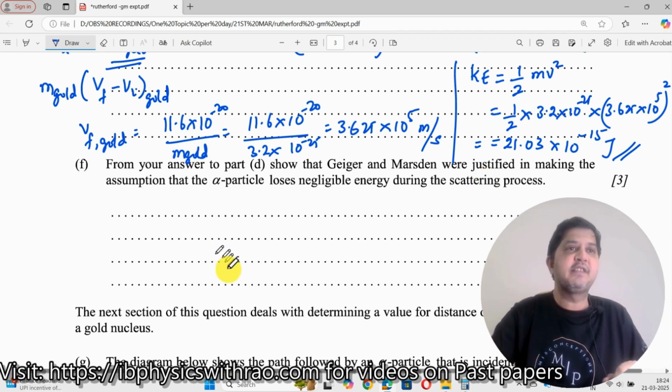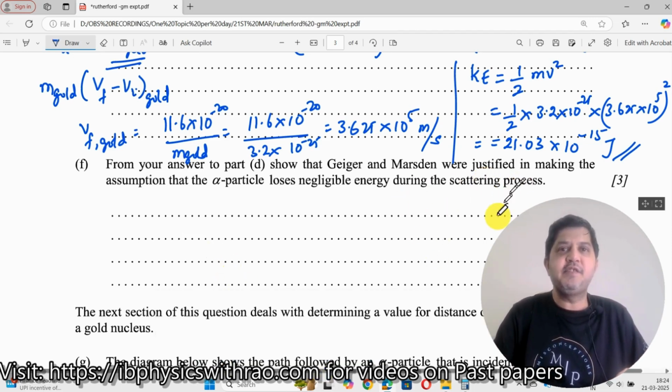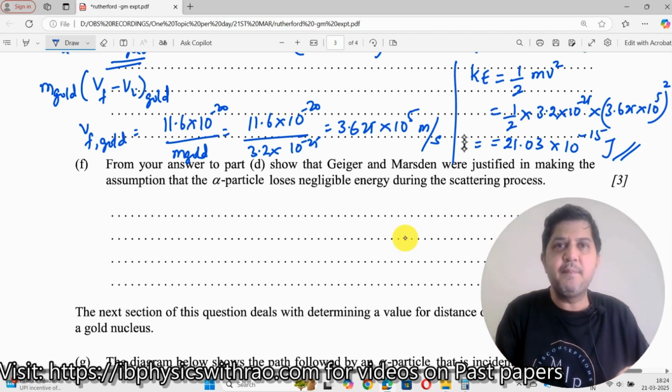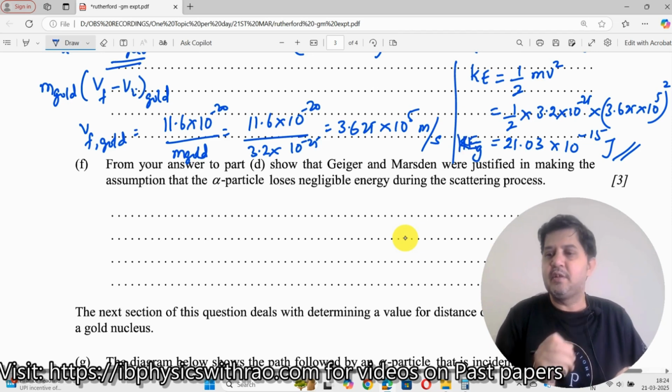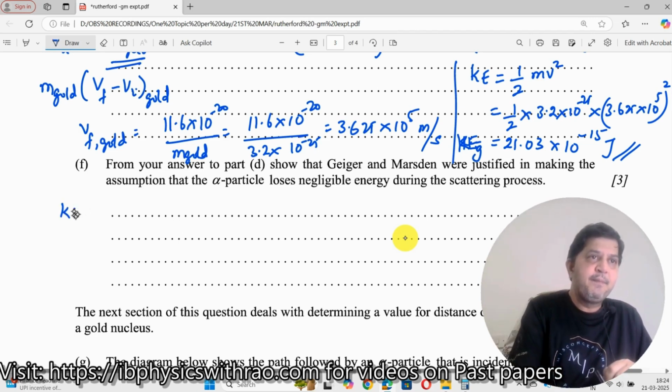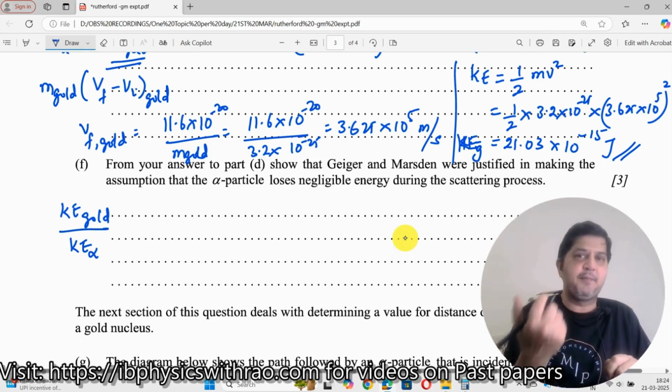Okay, next. From your answer to part D, show that Geiger and Marsden were justified in making the assumption that the alpha particle loses negligible energy during the scattering process. It means what? It loses energy, but it's very small. So how do you prove that? Now what is this? This is your kinetic energy of gold. So what we will do is take the ratio of kinetic energy of gold divided by kinetic energy of the alpha particle. That's the initial energy, right?